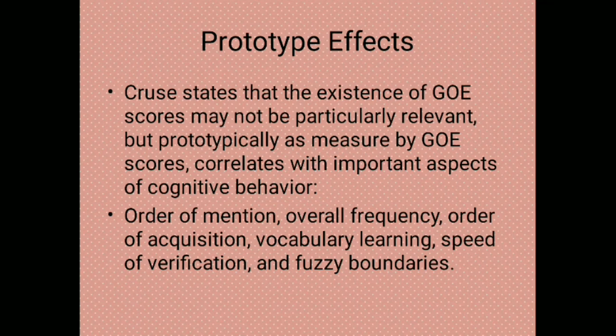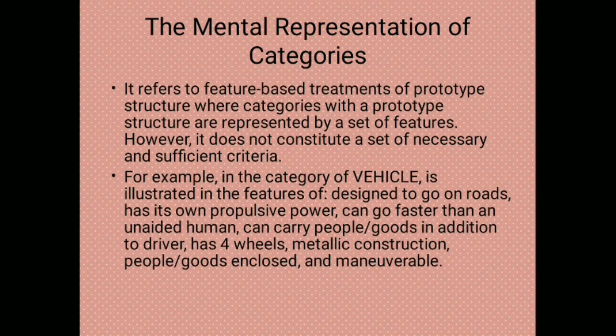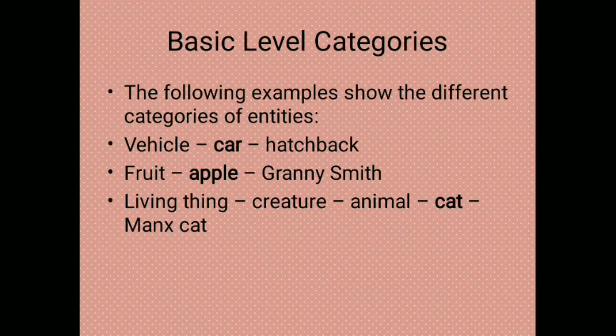Those are the prototype effects. And then, about the mental representation of categories. It refers to the feature-based treatment of prototype structure, where categories with a prototype structure are represented by a set of features. However, it doesn't constitute a set of necessary and sufficient criteria. For example, the category of vehicle is illustrated in the features: designed to go on roads, has its own propulsive power, can go faster than an ideal human, and so on. So the vehicle is the representation, and the others are the features of the category. After the mental representation, we also deal with basic level categories.